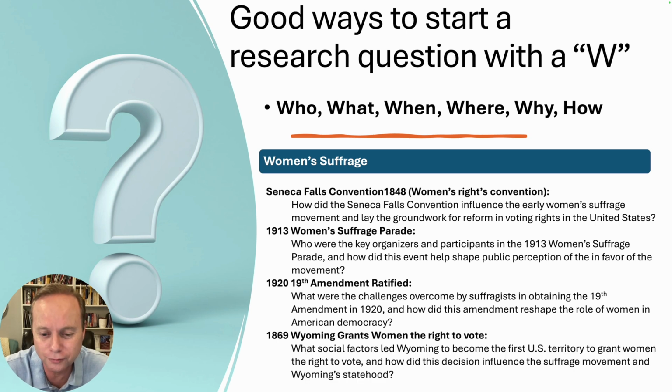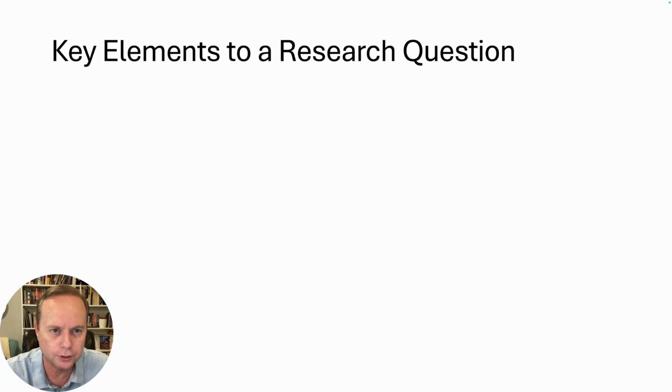What social factors led Wyoming to become the first U.S. territory to grant women the right to vote? And how did this decision influence the suffrage movement and Wyoming statehood? Oh, that would be interesting. So anyway, you start to just kind of see these. So the biggest thing that we want to understand at the end of this is, so there are three big takeaways that I want you to be aware of here.